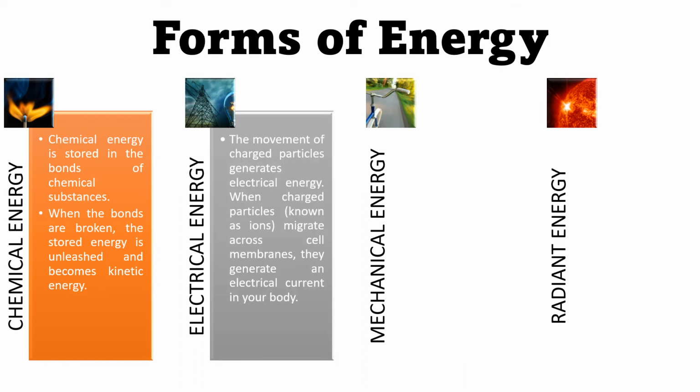Next one is electrical energy. Electrical energy results from the movement of charged particles. For example, in your house, electrical energy is the flow of subatomic particles called electrons along the wiring. But in your body, an electrical current is generated when charged particles move across cell membranes.